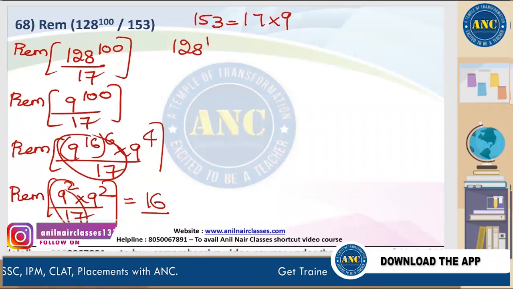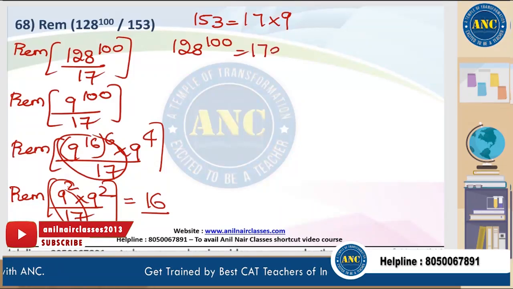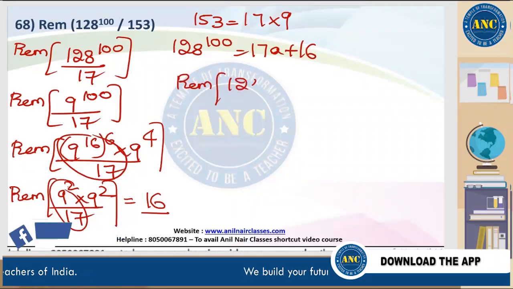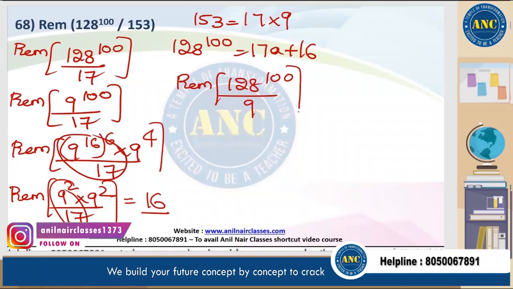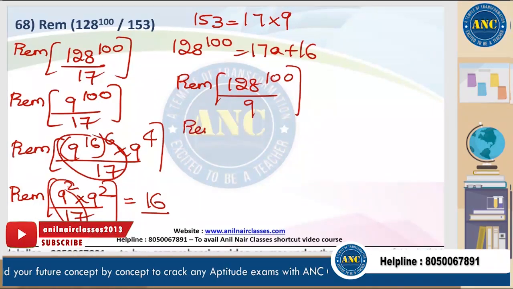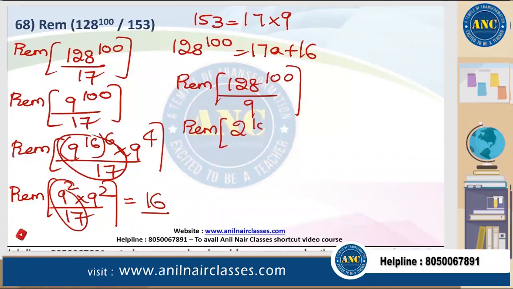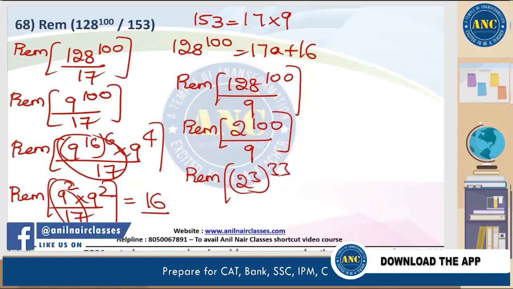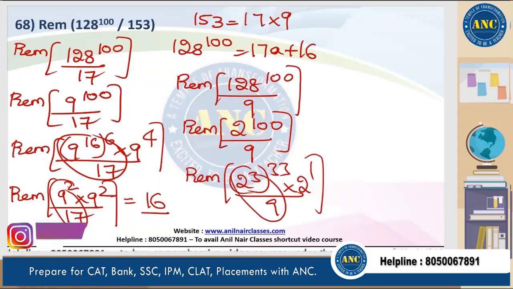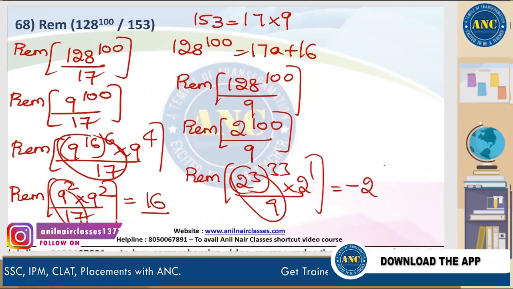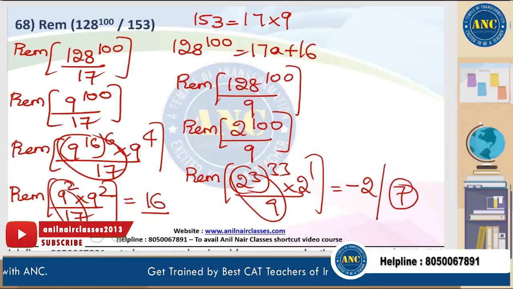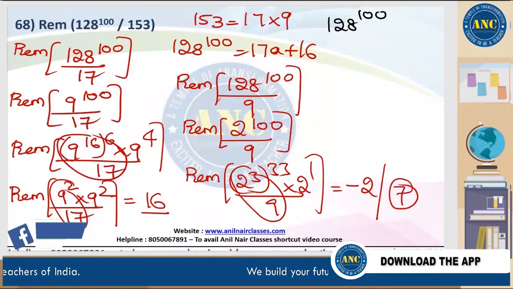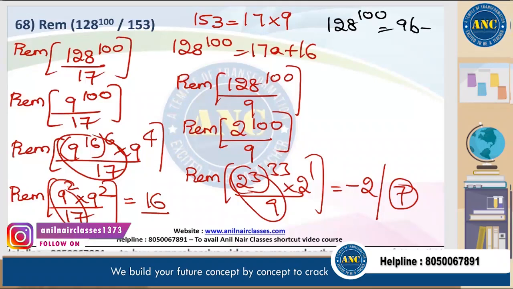So first thing is 128 power 100 when divided by 17. Remainder is 16. It is over. Next one. 128 power 100 divided by 9. 9 ones are 9, 9 fours are 36, remainder 2. 2 power 100 divided by 9, which is nothing but 2 cube power 33 into 2 power 1 by 9. 8 by 9 is minus 1, so minus 2. Minus 2 is the negative remainder, positive remainder is the same. Positive remainder is 7. So another way is 128 power 100 when divided by 9, remainder will be 7.